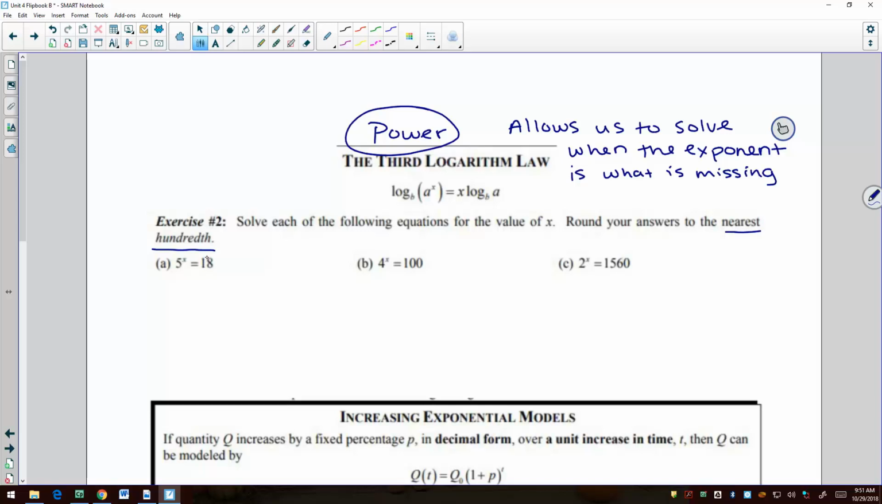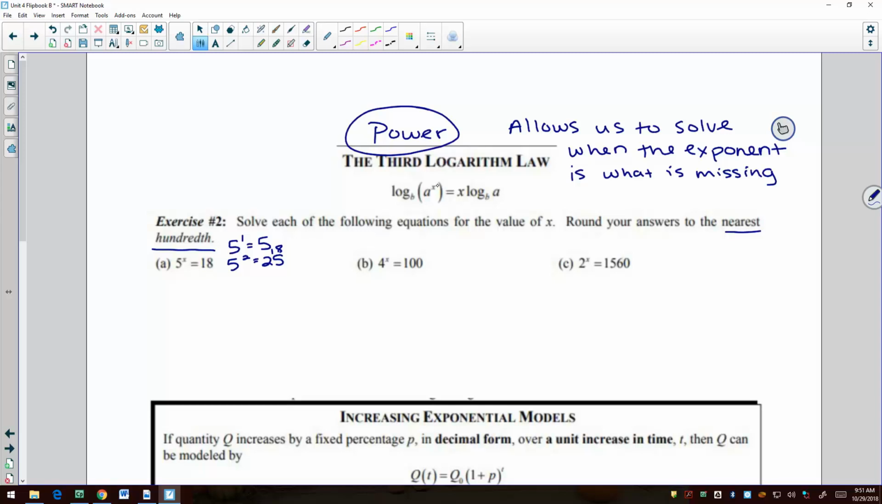Well, please use your common sense, guys. 5 to the first is 5. 5 squared is 25. You don't have to do this, but I'm just trying to have you use your common sense. 18 is in between here, correct? So my exponent is going to be somewhere between 1 and 2. It's probably going to be closer to 2 because 18 is closer to 25 than it is to 5. So let's take a look at how we would do this.